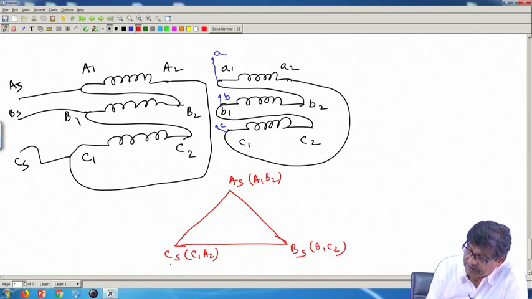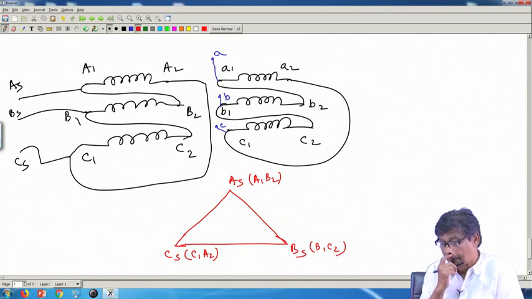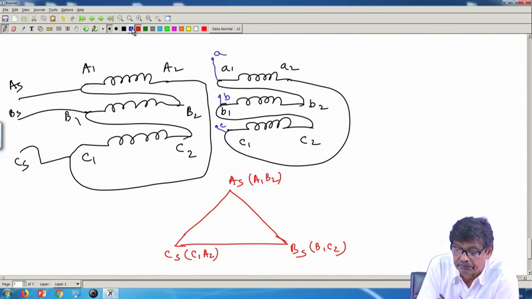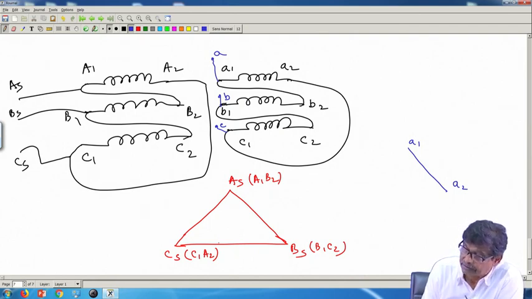So, A phase voltage, secondary voltage A1, A2 phasor will be parallel to this line, B phase voltage phasor will be parallel to this line, with this side small b1, that side b2, and C phase voltage. Okay. So, let me start with the A phase voltage. This will be small a1 a2 parallel to this. B phase voltage, B1 B2.